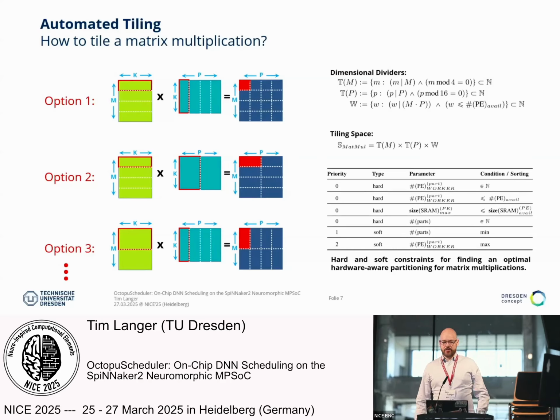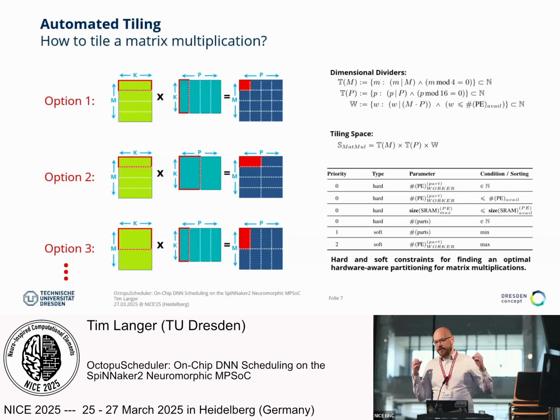So we need to sort some out for which we have hard constraints. For example, we always want an integer number of processing elements. We also want the layers to fit into the SRAM of the processing elements. So these are hard constraints. If this is not fulfilled, we will just kick out the configuration.